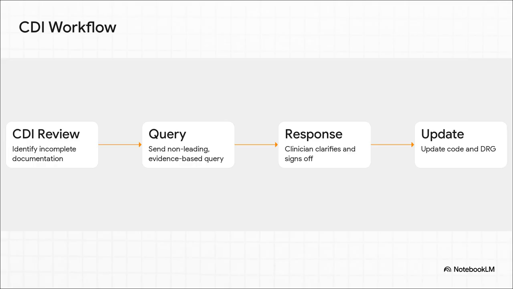First, we review the chart concurrently to identify gaps. Next, we generate a compliant query, meaning it is non-leading and based purely on the evidence. Third, the provider reviews our options, clarifies the diagnosis, and authenticates the chart. And finally, the coder updates the diagnosis, which ultimately updates the IPDRG for the ethical optimization of the facility's reimbursement.